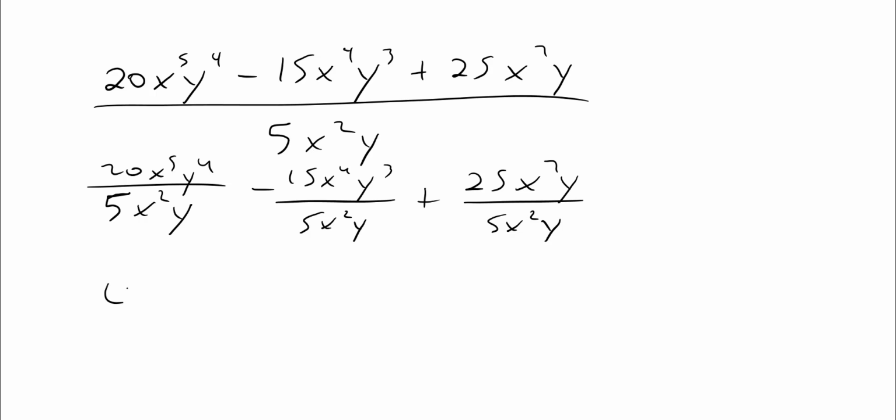So 20 over 5 is 4. The north wins by 3, so it's x cubed. And if you want to put a y to the 1 to help you, that's cool. Then it's y to the third. Then minus 15 over 5 is 3, that's x squared y squared. And then plus 5x to the fifth, and the y's cancel. That's your answer. So it's pretty easy.